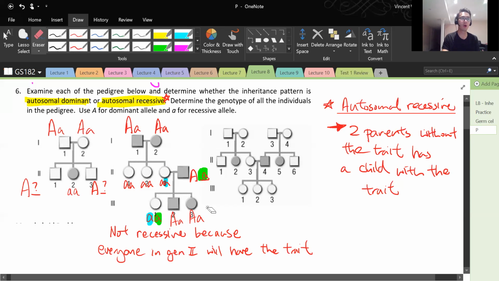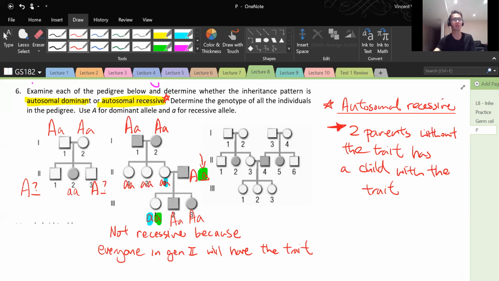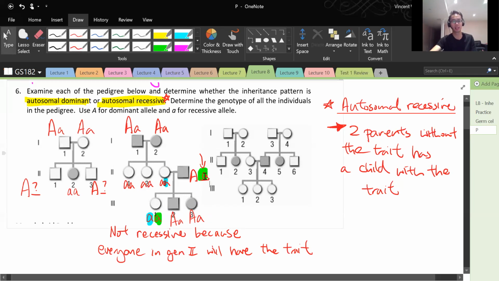Now, if all of the grandkids, if you would, are shaded in, then there is no way for us to figure out the other half of the father. It could be another big A. We wouldn't be able to tell. We're only able to conclude this because they have one child without that trait.